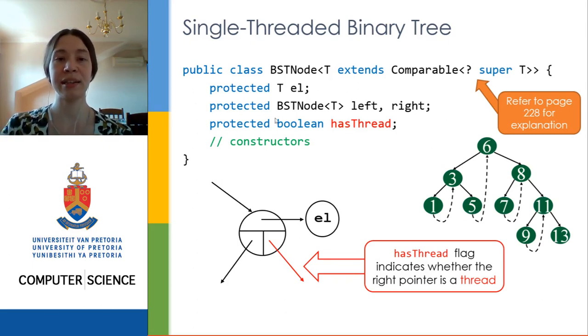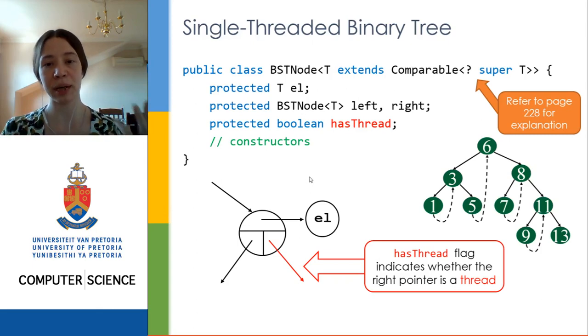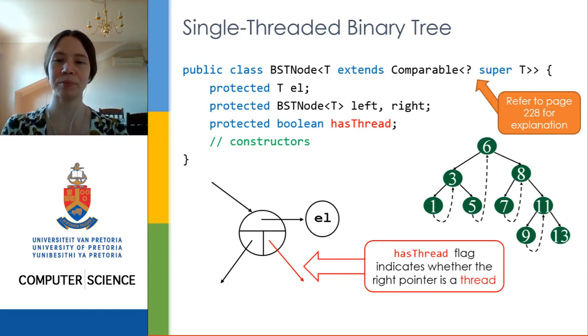This is for a single-threaded binary tree. If I was doing double-threaded, I would probably have 2 boolean variables, hasRightThread and hasLeftThread. And those 2 booleans will basically tell me, okay, the left and right are never allowed to be null, but when they are not null, what are we looking at? Is it a thread or is it a child? Does it go downwards or does it point upwards?